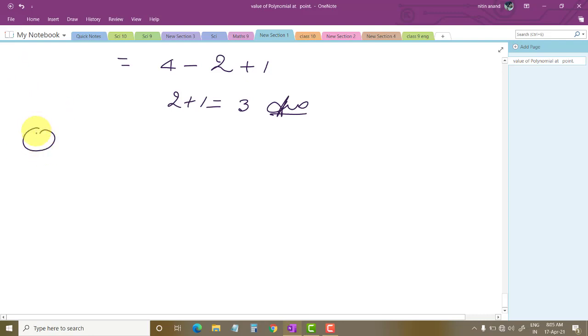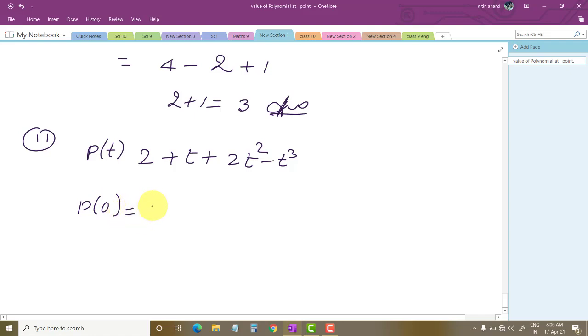Second question is P(t). P(t) is given as 2 plus t plus 2t square minus t cube. We have to find P at the point 0.